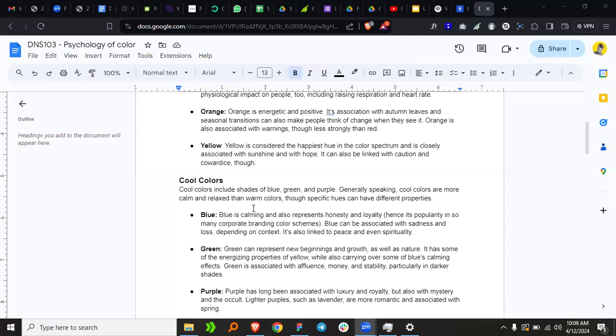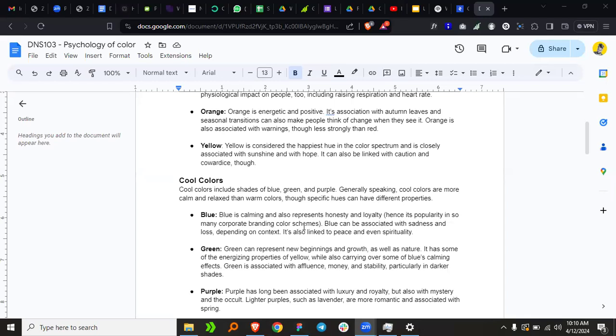The sky is blue, the sea is blue, cool things. Then they said, generally speaking, cool colors are more calm and relaxed than warm colors, of course, though specific hues can have different properties. Take blue, for example. Blue is calming and also represents honesty and loyalty. Hence its popularity in so many corporate branding color schemes.